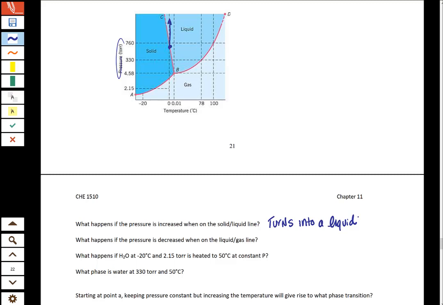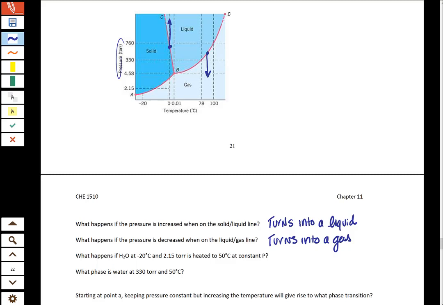Okay, what happens if the pressure is decreased when on the liquid gas line? All right, so let's pick a spot on the liquid gas line, decrease the pressure. We see our liquid turns into a gas. Again, what's the chemistry word for that? Do you remember? Well, if not, go look it up. All right. Let's do more specific examples now.